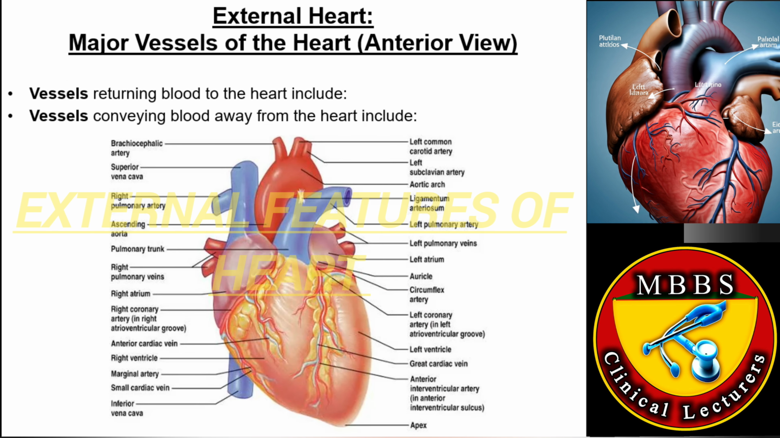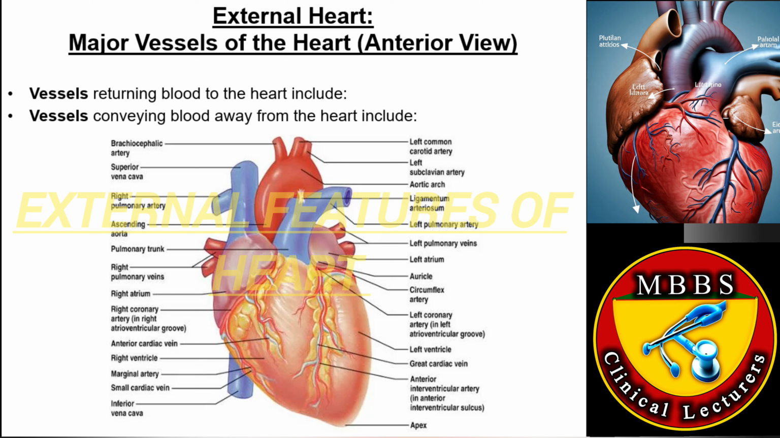The major vessels of the heart, anteriorly, the vessels returning blood to the heart, they include the superior and inferior vena cava, right and left pulmonary veins. The superior and inferior vena cava, right and left pulmonary veins. The left pulmonary veins, these are the right pulmonary veins.